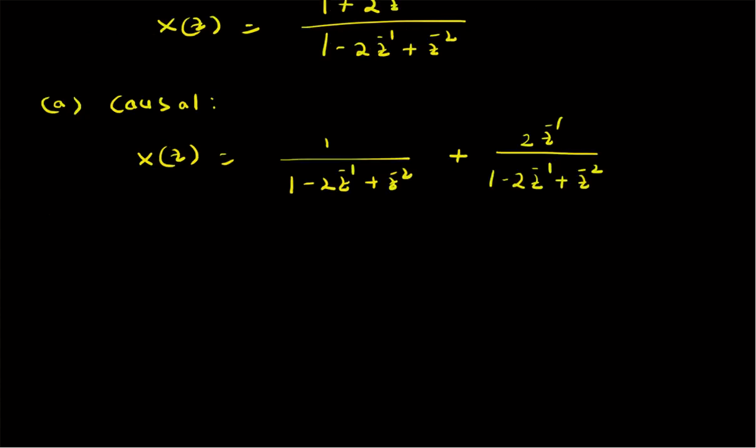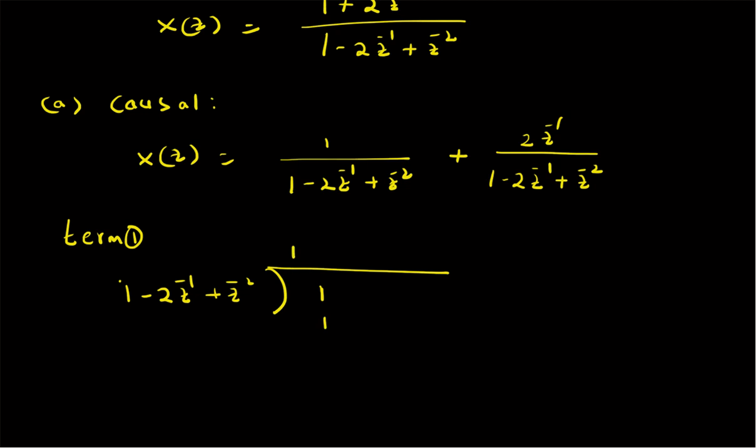So for the first term, the divisor is 1 minus 2 Z inverse plus Z power minus 2, and the numerator is 1. So the first term will be 1 into 1, which gives 1, and the second part is minus 2 Z inverse plus Z power minus 2. Upon finding the difference, the first term is 0 and the second is 2 Z inverse minus Z power minus 2. Now in order to get 2 Z inverse, we have to multiply the divisor with 2 Z inverse. So we have 1 plus 2 Z inverse here.